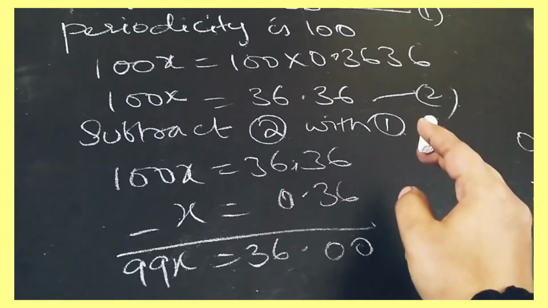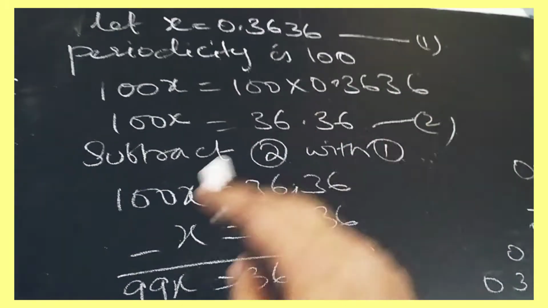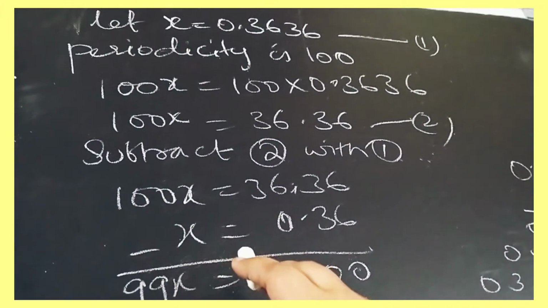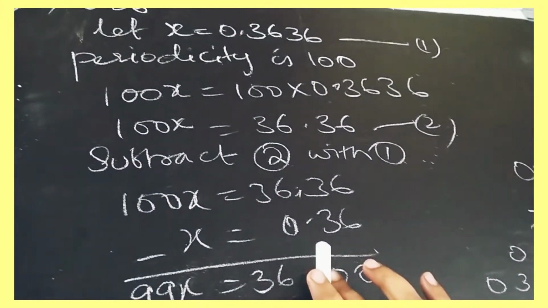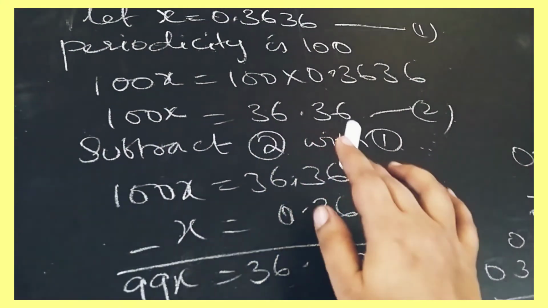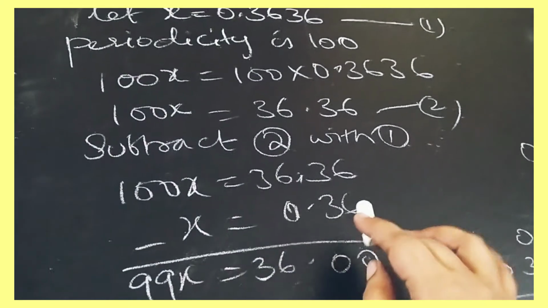This we have to take as a second equation. Now subtract 2 with 1. So 100x is equals to 36.36. Now minus x is equals to 0.36. I'm taking here 0.36 only, because we have taken here 36.36 now, that's why I'm taking here 0.36.